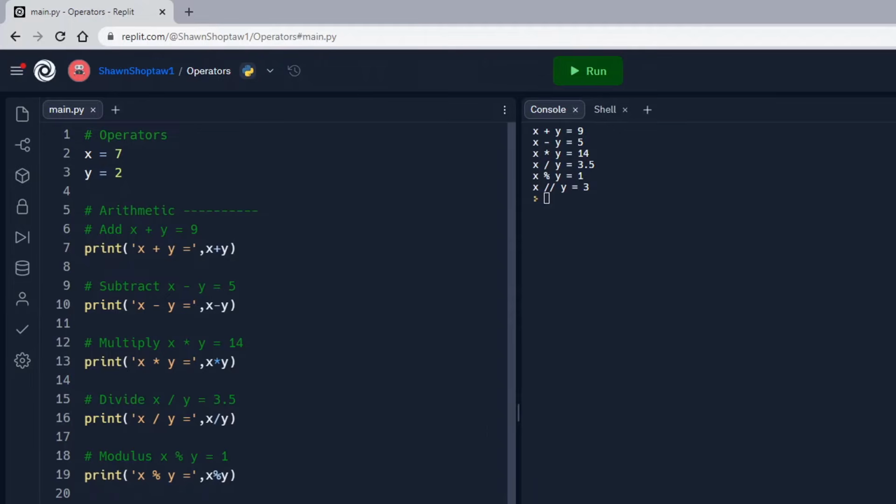And our last arithmetic operator is going to be an exponent. And the way we're going to do our exponent is just like we did our multiplication, but it's going to be 2 of the asterisks or stars. That's the one above the 8 key. That's going to give us 49. And basically what that is, it's 7 to the second power, or 7 times 7.